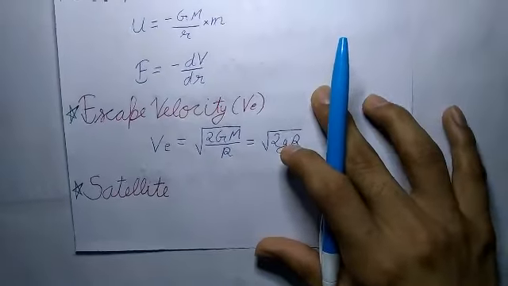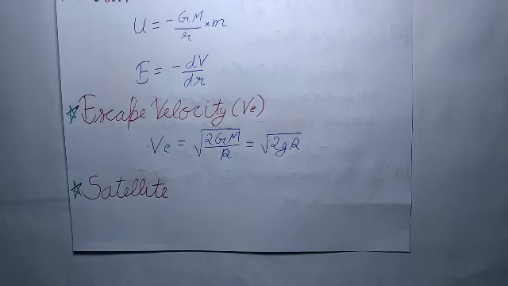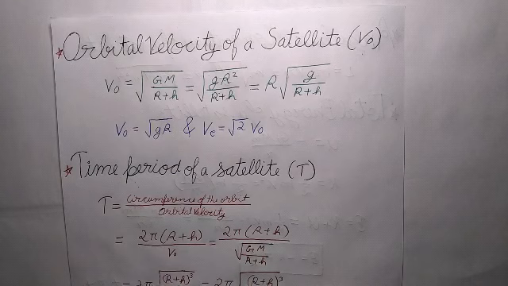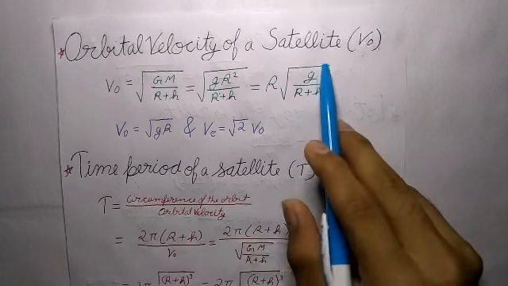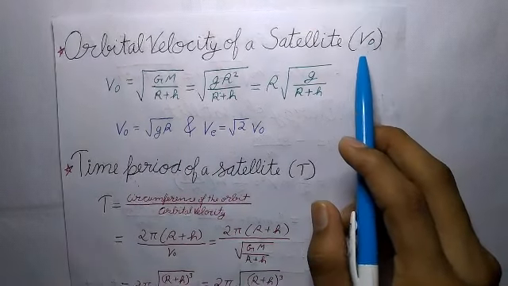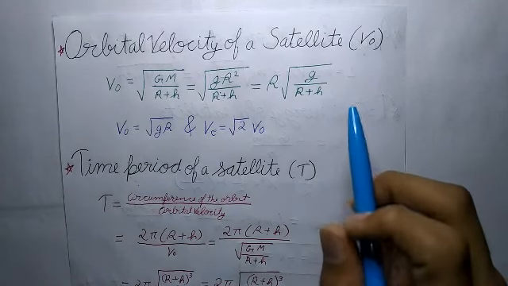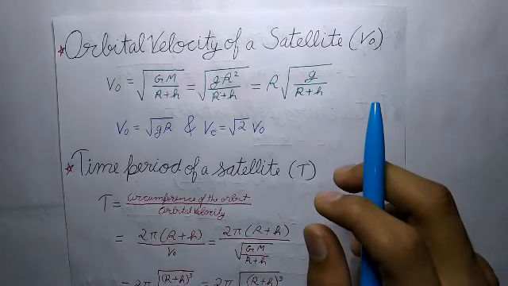Now, next topic is satellite. It is a heavenly or an artificial body which is revolving continuously in an orbit around a planet. Next topic is orbital velocity of a satellite, v_o. It is the velocity required to put a satellite in its orbit around a planet.